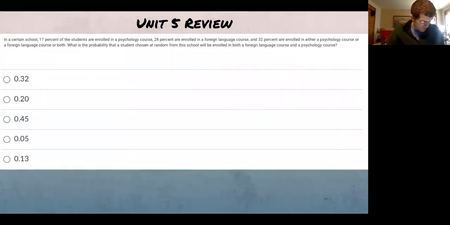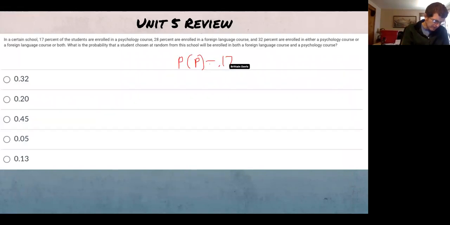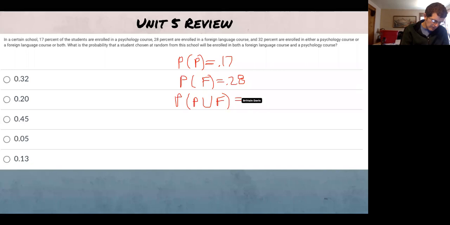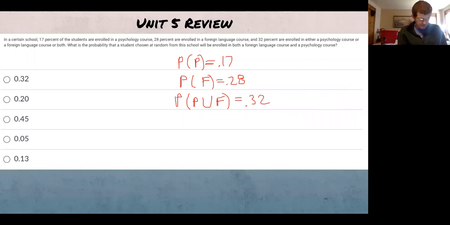This other one also caused a little bit of problems. So if we think about this, we've got 17% of students enrolled in a psychology course. Probability of psychology is 0.17. The probability of foreign language is 0.28. The probability of either of them, so of psychology or foreign language, is 0.32. Okay, what's the probability that a student chosen at random from the school will be enrolled in both a foreign language and psychology course?